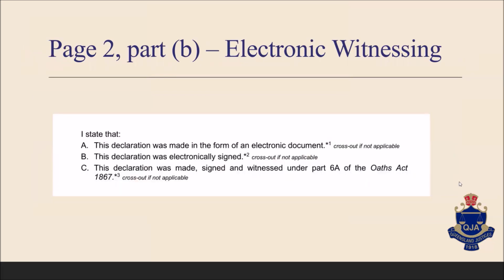Part B is a series of statements about electronic witnessing. If the declaration is being witnessed electronically by what's called a special witness, these statements must be retained. Perhaps the special witness will reinforce this by ticking and initialing each of these statements. However, if the declaration is being made and witnessed in a physical, hard copy manner, these statements do not apply and must be crossed out by either the declarant or the witness.